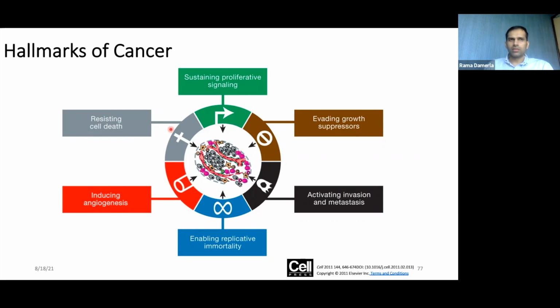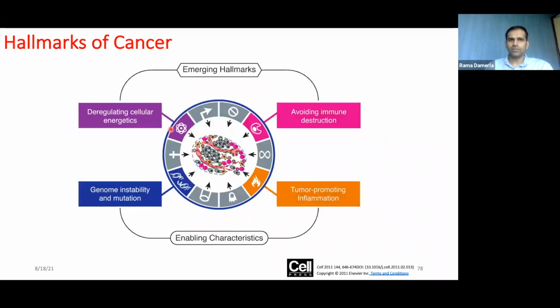And they should also be able to resist cell death. There are numerous programs in the cell that allow the cell to go into necrosis or apoptosis. So the tumor cells should be able to evade that. In addition to that, there are emerging hallmarks. Nowadays, everybody's talking about immunotherapies for cancer. So these tumors should also avoid immune destruction.